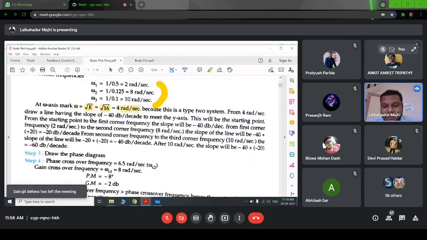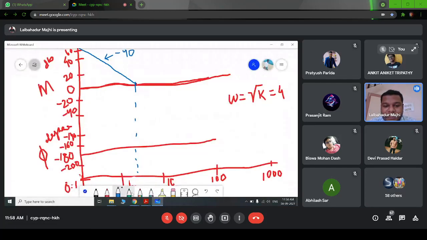2, 8 and 10. So we have to mark 2, 8 and 10. So this is our 2, this will be 8 and this will be 10. Okay, so in this axis it will be 2, 8 and 10. Corner frequency, this is 2, 8 and 10. You don't have to write in this magnitude plot, because already it is in the phase plot. To visualize I am writing here only.